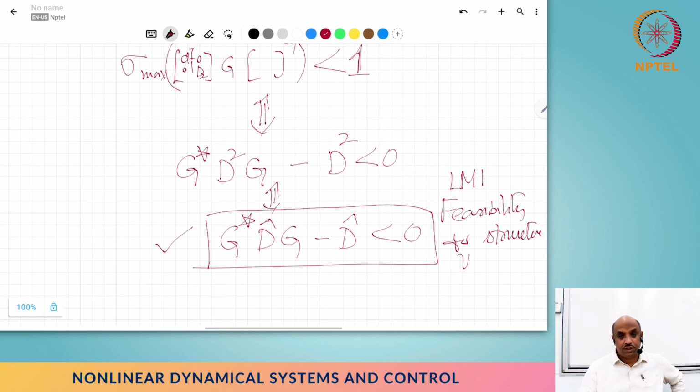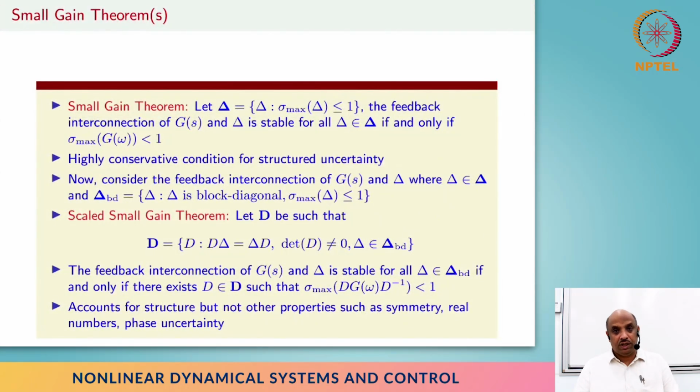So this D is a structured variable. Can we find that structured variable such that this is satisfied, okay? And this is one way of looking at it. There are possibly other ways of doing things, but this particular condition, like the small gain theorem, suffers from the same drawback, that this LMI has to be checked for every omega, okay?